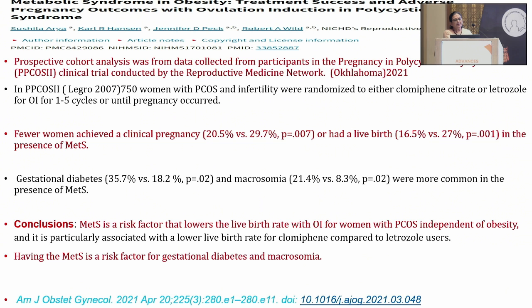Now this is again metabolic syndrome in obesity. This is a cohort analysis. This was just a subgroup analysis of an old pregnancy in PCOS trial, Legro in 2007. They did a subgroup analysis and they found that fewer women achieved clinical pregnancy and live birth in the presence of metabolic syndrome. That is, it was statistically significant. So in conclusion, they said metabolic syndrome is a risk factor that lowers the live birth rate with ovulation induction for women with PCOS, independent of obesity.